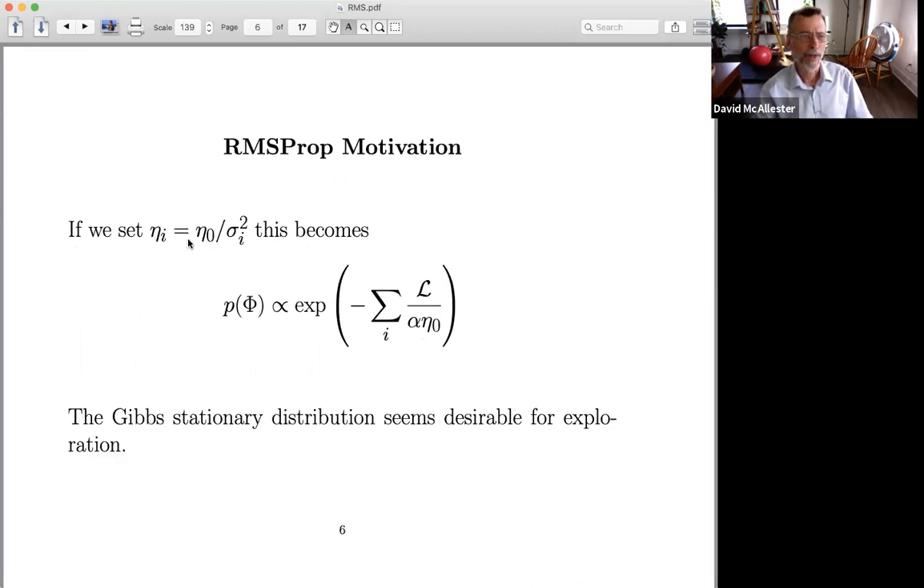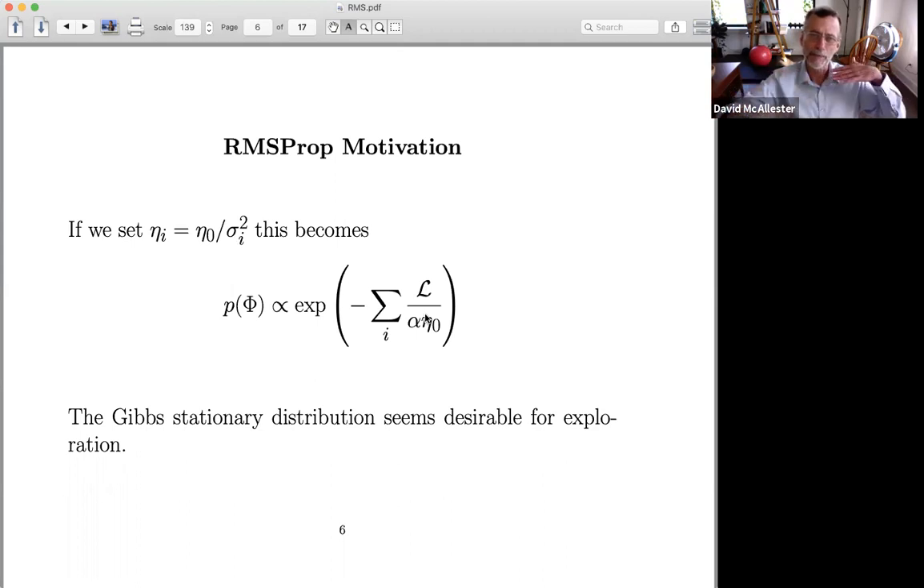But if we use a different learning rate at each parameter, we can correct for that and convert it to a Gibbs distribution. So if we simply use a learning rate at the parameter that divides by the standard deviation, then we get a Gibbs distribution. And intuitively, this Gibbs distribution is sort of desirable because it means the stationary distribution is exploring sort of evenly all of the place where the loss function is low. And in Hinton's original introduction of RMSProp, he introduced it as a kind of exploration mechanism.